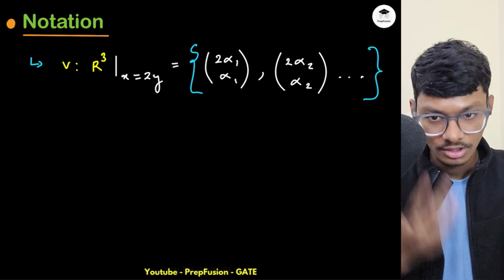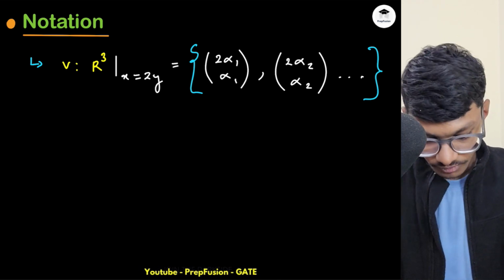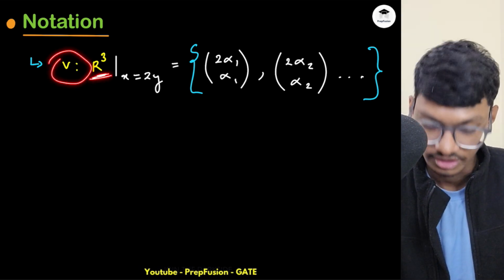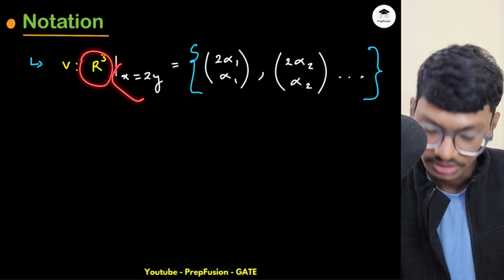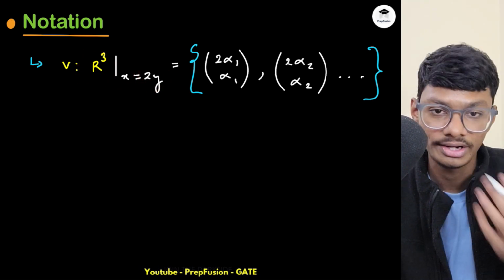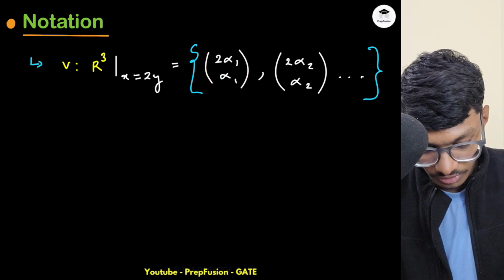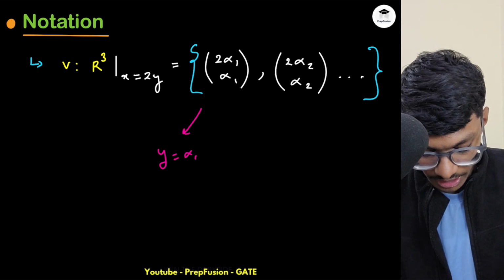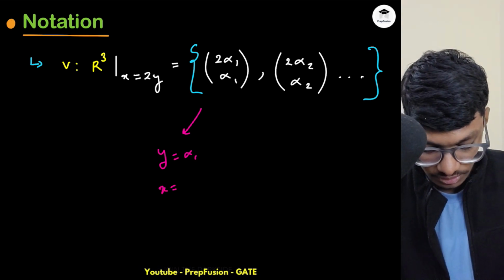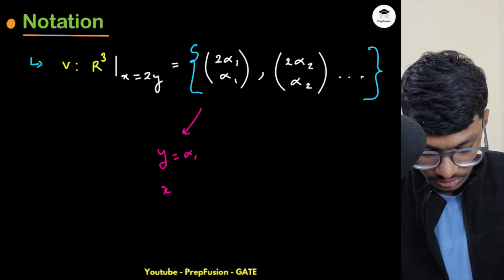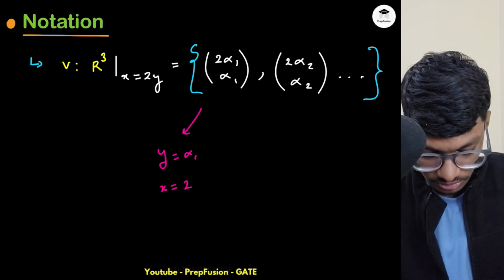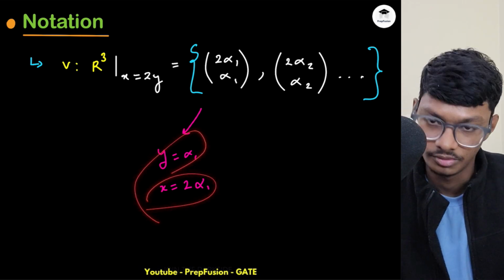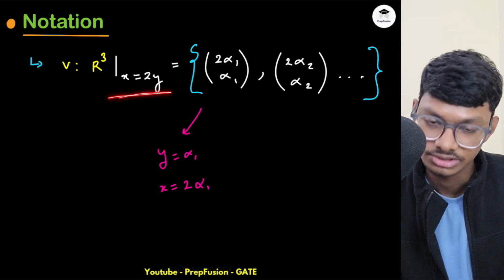So basically, what are a few notations over here? If I write it like this, V is a 3D set of all real vectors where x equals 2y. So how can I write this? I can assume that y is equal to alpha 1, then my x will be equal to 2 alpha 1. So y is alpha 1 and x is 2 alpha 1. This is what my x equals 2y is.